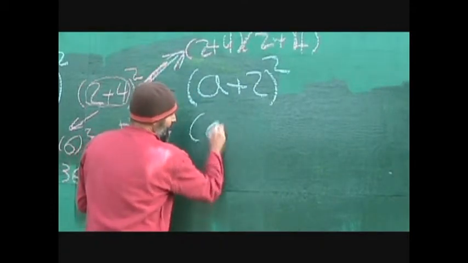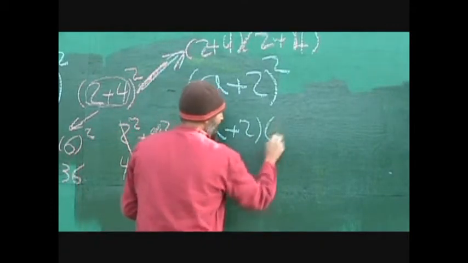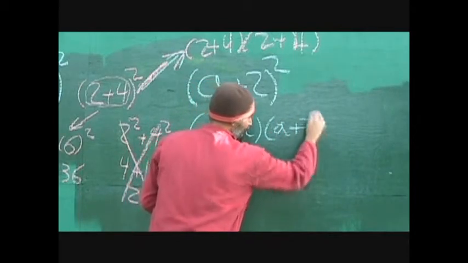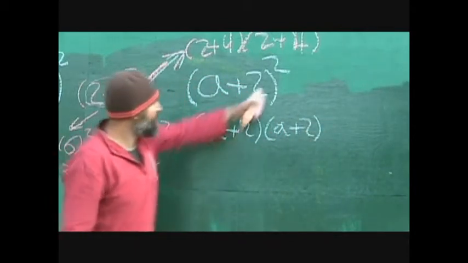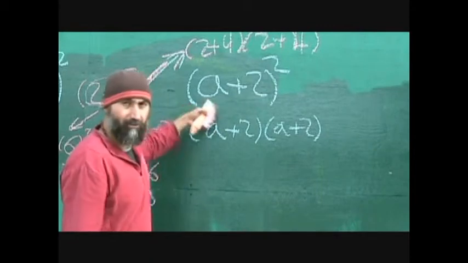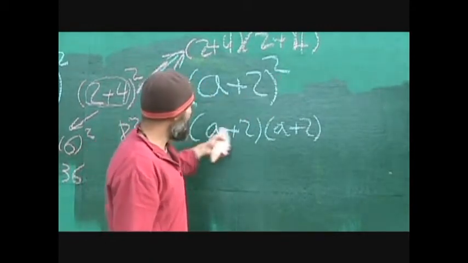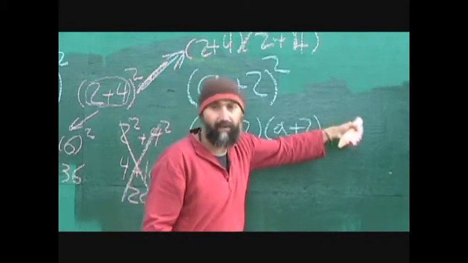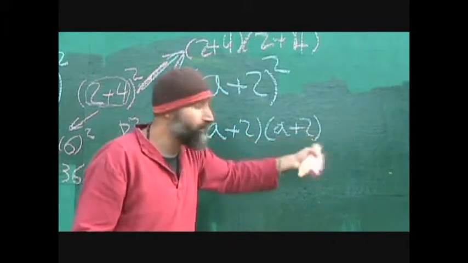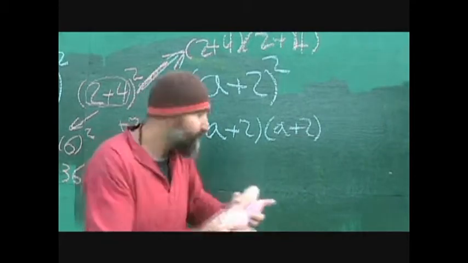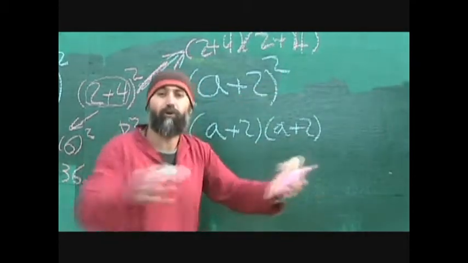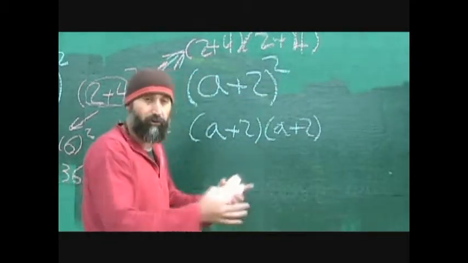You've got to go a plus 2 times a plus 2, because the square term means whatever's in here multiplied by itself again. If this was cubed, it would have been a plus 2 times a plus 2 times a plus 2, and that's way longer. I might do one actually, just to show you guys. The higher this goes, the more complicated it becomes, the more terms you get.